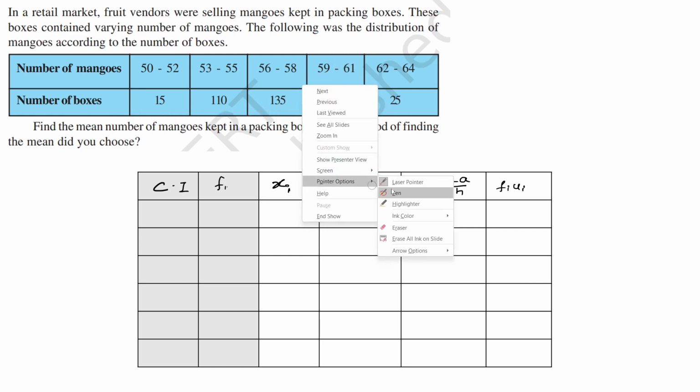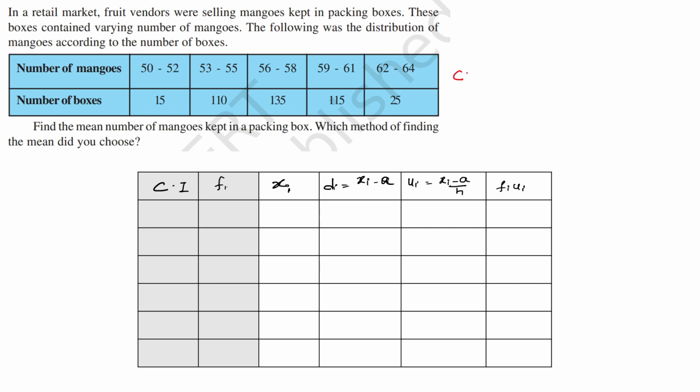And as we know, the first column should always be assumed as class interval, and the second column is frequency. I'll write the frequency first here: 15, 110, 135, 115, and 25. But just hold on here. If you observe the class interval, it is 50 to 52, whereas in the second box the class interval is starting from 53. That means the class interval is discontinuous here.